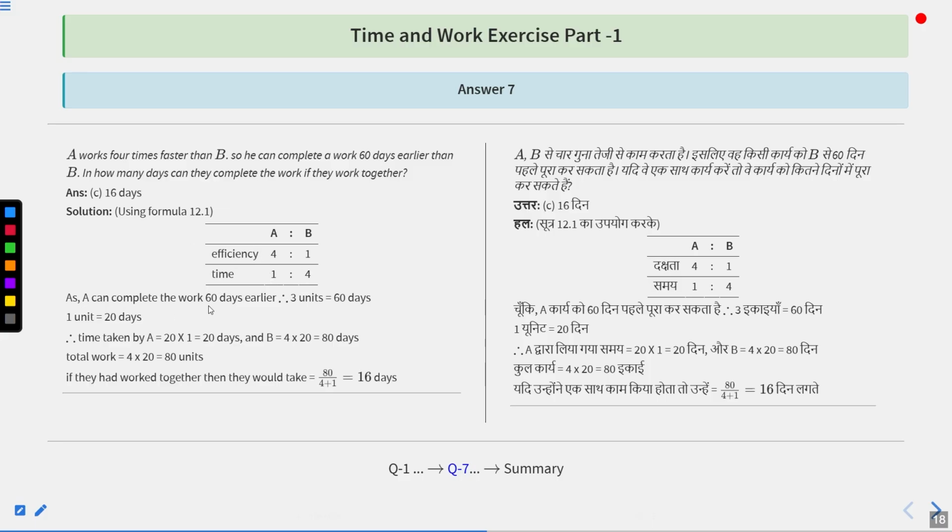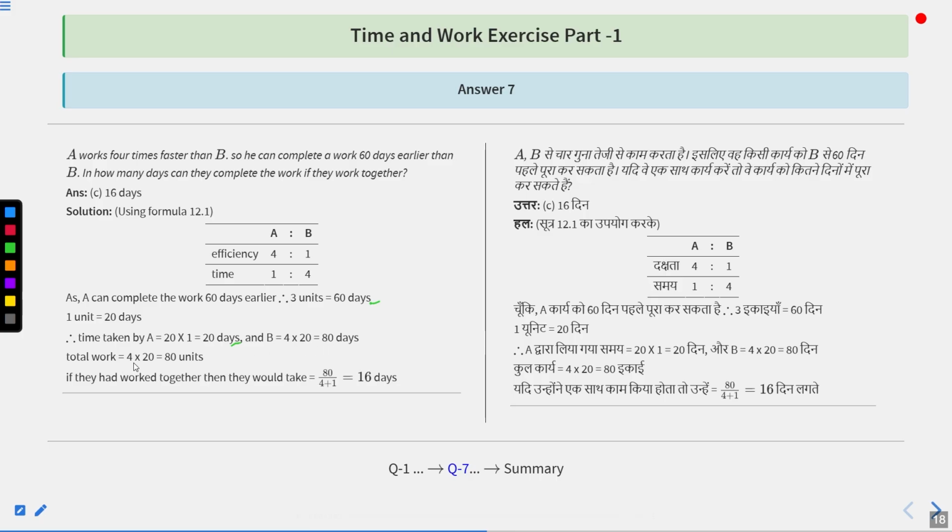As A can complete the work 60 days earlier, from the ratio, the difference between the time period of A and B is 3 units, but in actual it is 60 days. So we can say 3 units is equal to 60 days. So 1 unit is corresponding to how much? 20 days. Time taken by A is going to be efficiency, that is 1, and 1 unit means 20 days. So 20 into 1 equal to 20 days. And time taken by B is going to be 4 into 20, that is 80 days.